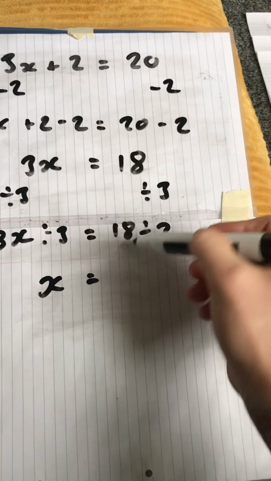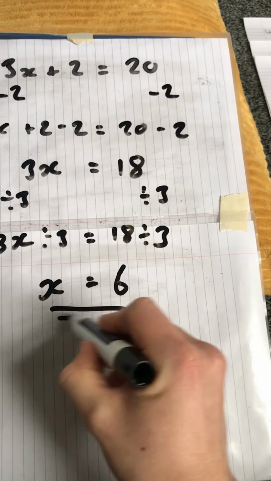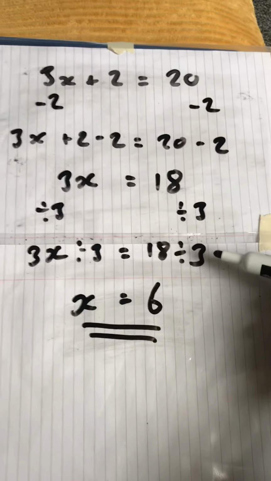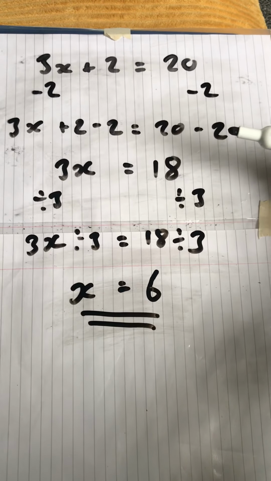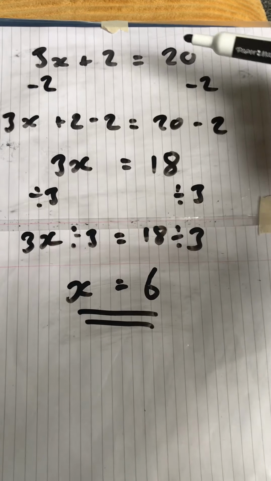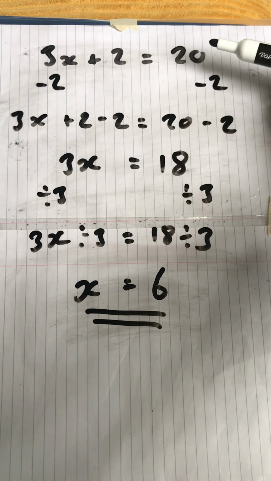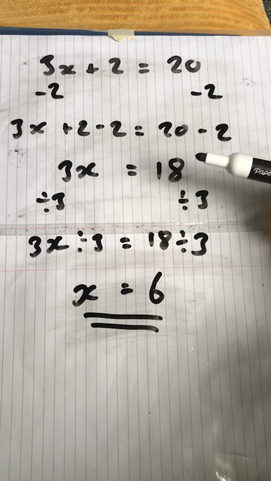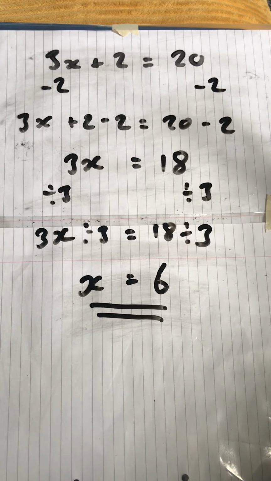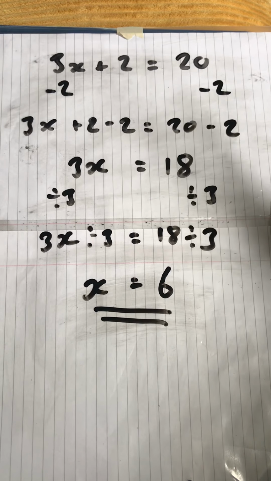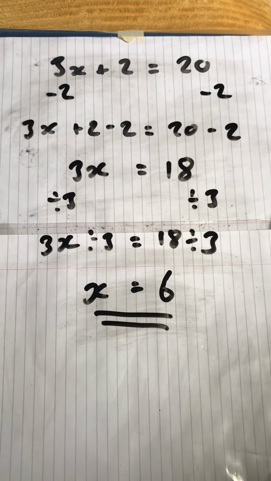If you know that 18 divided by 3 is going to be 6, you can just write it down. This step here and this step here, they're just in between steps, okay? They're just showing you how we get from this line of an equation to this line of the equation. That's all it's doing, okay? If you are fine with not doing that, then that's absolutely fine.